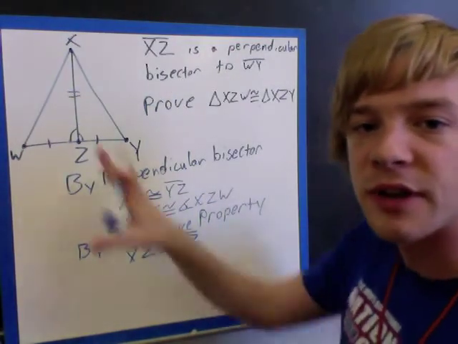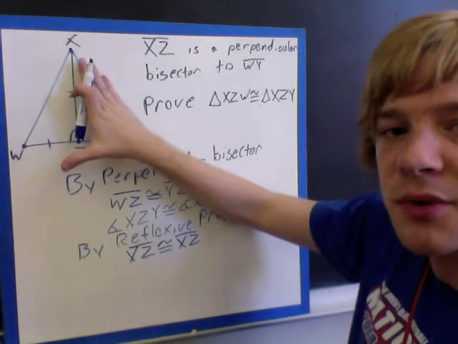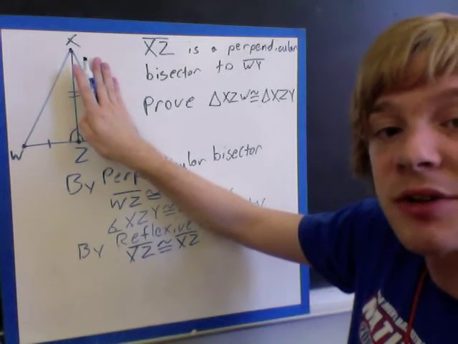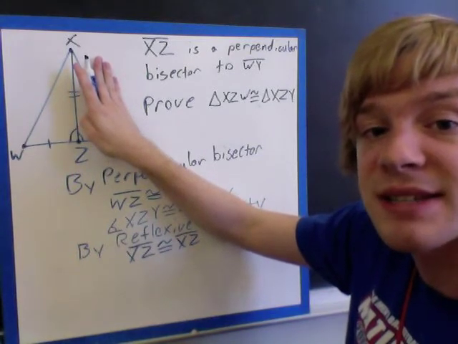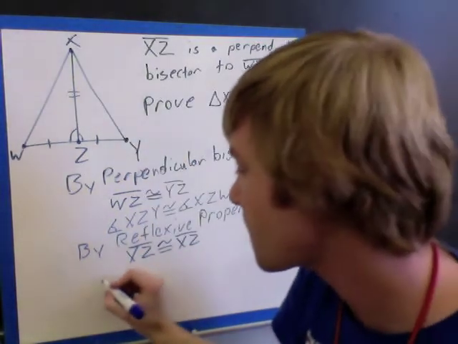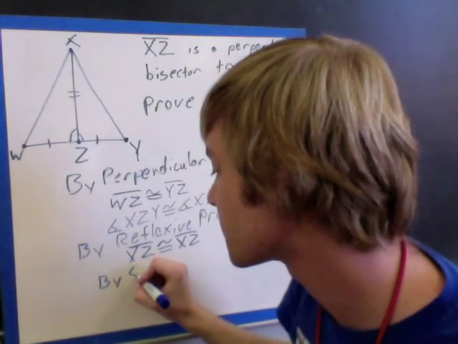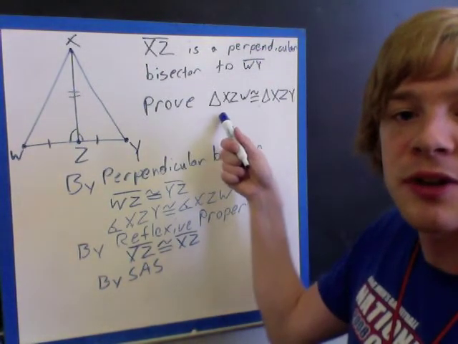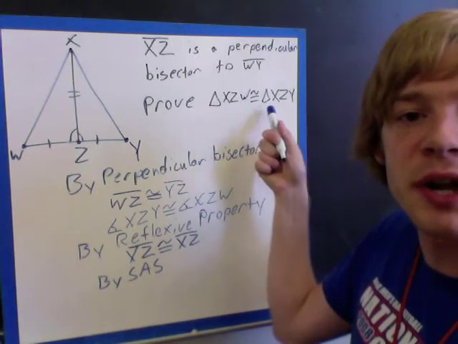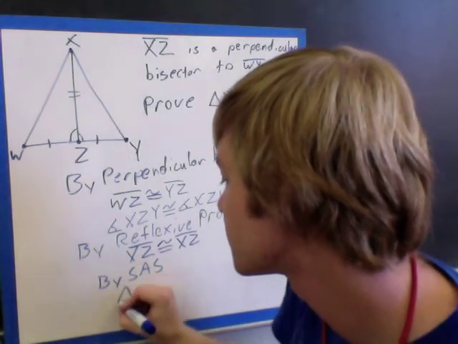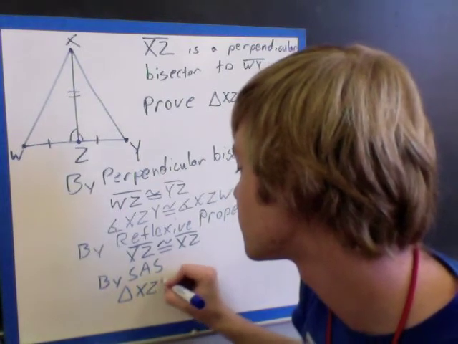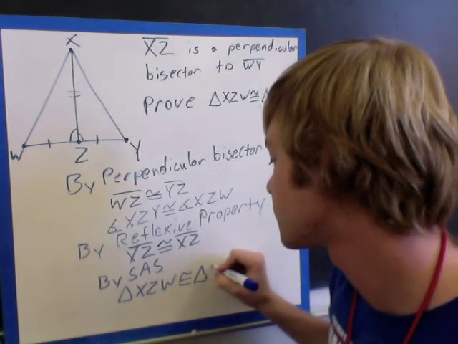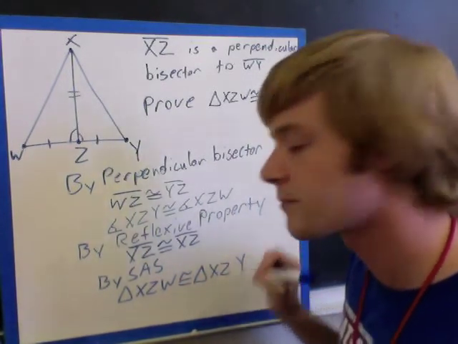Just right there. And if I cover up this right-hand triangle, I'm just looking at the left one now, I see I've got two sides and an angle, and I see that my angle is in between the two sides, so I can use my side angle side rule. So by side angle side, triangle XZW is congruent to triangle XZY. And we're done.